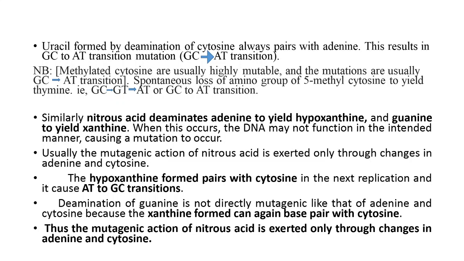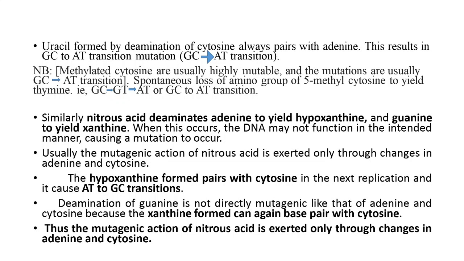Similarly, nitrous acid deaminates adenine to hypoxanthine and guanine to yield xanthine. When this occurs, DNA may not function in the intended manner, causing a mutation to occur. Usually, the mutagenic action of nitrous acid is exerted only through the changes in adenine and cytosine.